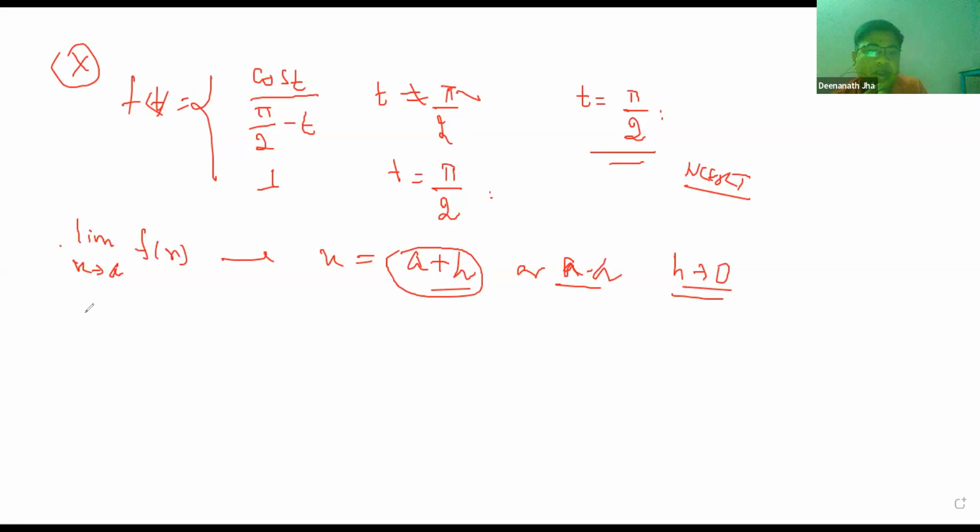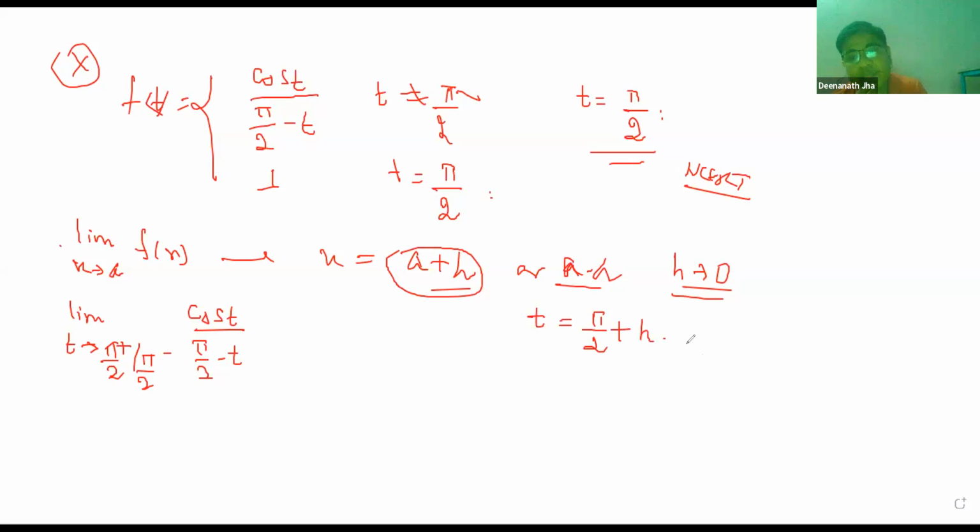Limit t tends to pi by 2 plus or pi by 2 minus, you will take cos t divided by pi by 2 minus t. Yes or no? Now we have to take t is equal to pi by 2 plus h. Any problem? You can take pi by 2 minus h also, and you can take pi by 2 plus h also. Both will be the same.